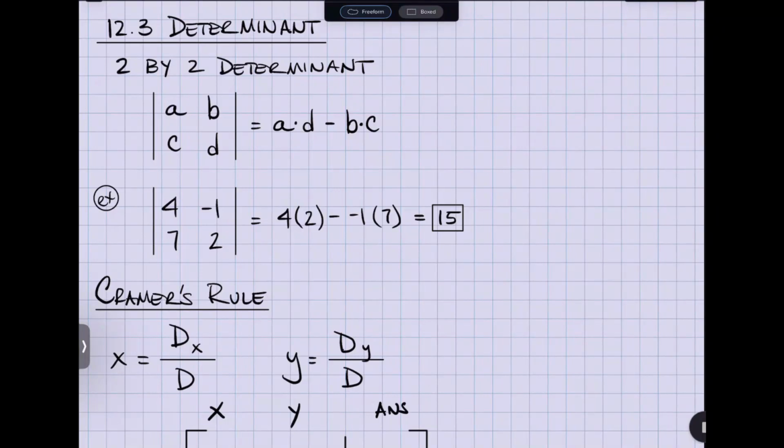Wait. All right. You've been looking forward to this day. The determinant. Loved by no one.